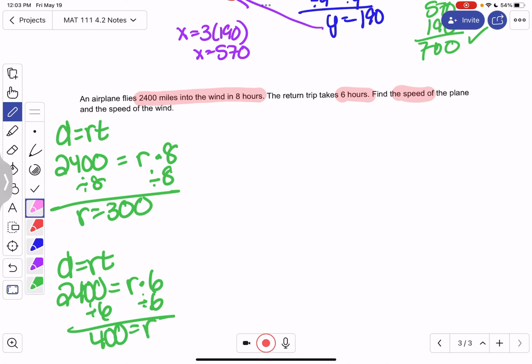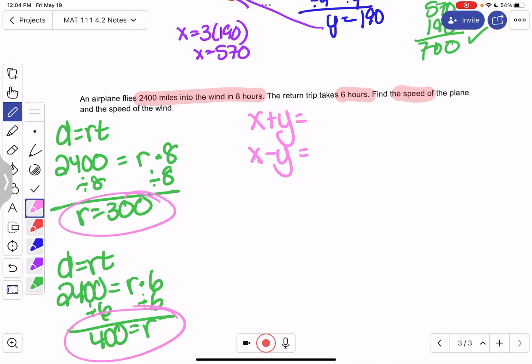Now, whenever you have a problem like this, it could be wind and a plane, it could be current in a boat, anything that's combining two speeds in one direction and then they're fighting each other in the other, one equation is going to be x plus y, one equation is going to be x minus y. Once we find those speeds, the smaller one is the subtraction, the bigger one is the addition. Then we can solve that from there.